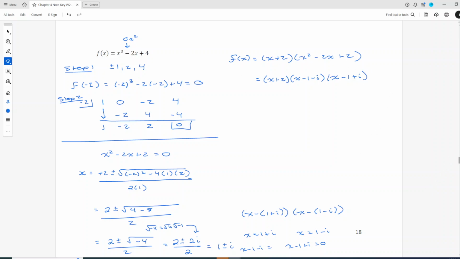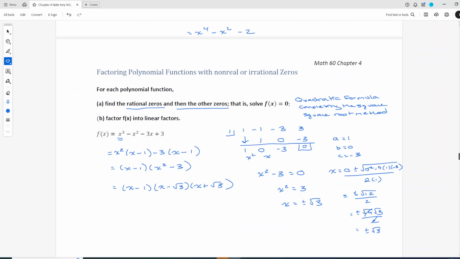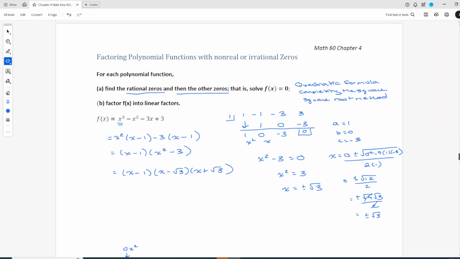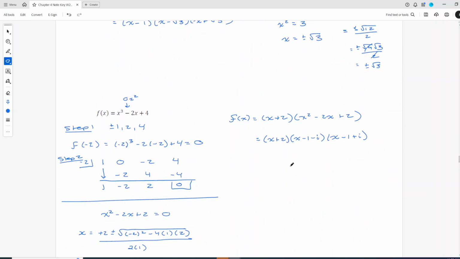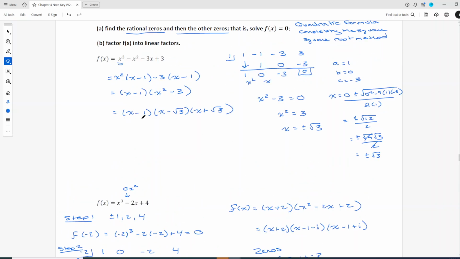And then double checking we answered the question. The question said, for each polynomial function, find the rational zeros and then the other zeros. That is, solve f of x equals 0 and then factor into linear factors. So this is my linear factors, and then maybe I should declare my zeros. My zeros were -2 and 1 plus or minus i. So these are my zeros. This is my product of linear factors. We should do the same thing up here as well. This is my product of linear factors. My zeros were 1 and plus or minus root 3.